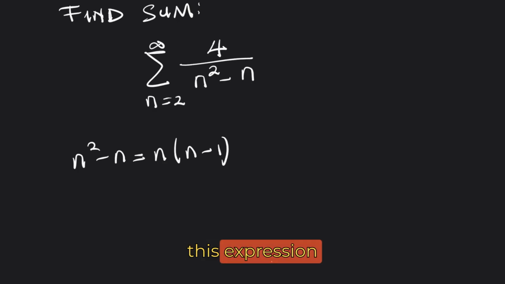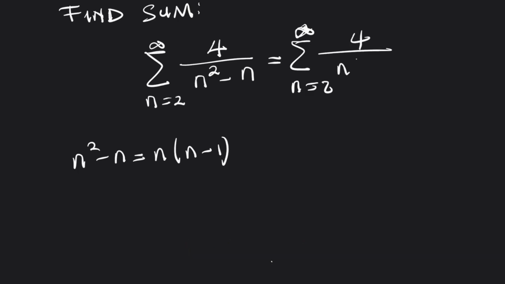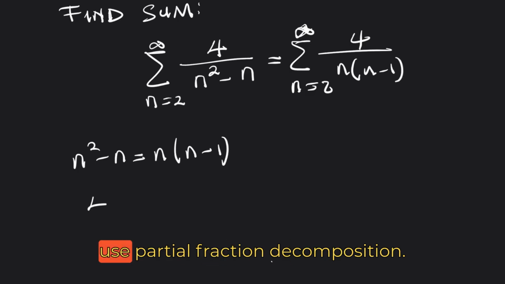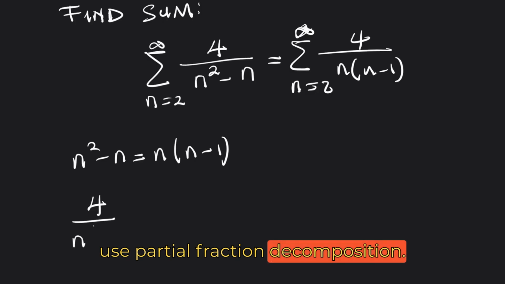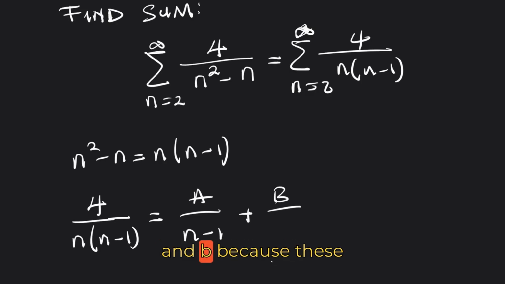So I can rewrite this expression as the sum from n equals 2 to infinity of 4 divided by n into n minus 1. Let us go ahead and use partial fraction decomposition. And this is just the same as A over n minus 1, plus B over n. We have A and B because these are linear factors.